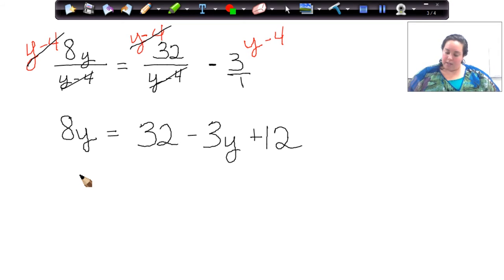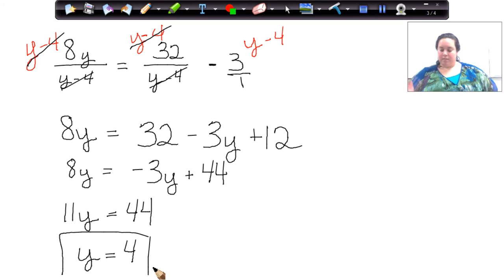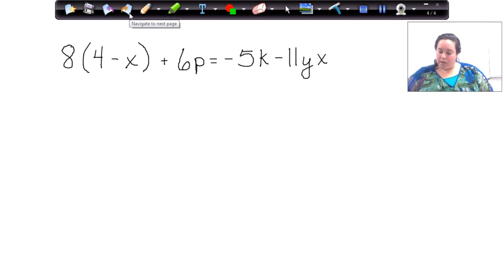This we can solve. Let's go ahead and simplify both sides by adding like terms. So this is negative 3y plus 44. We can add 3y to both sides. If we add 3y, we'll have 11y equals 44. Divide both sides by 11, so y is 4. Great.